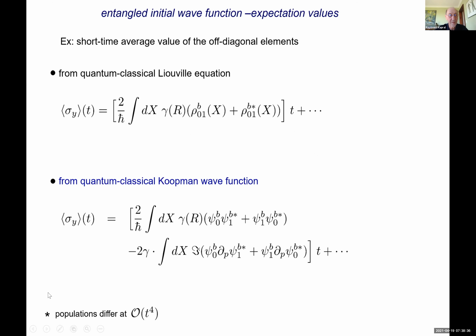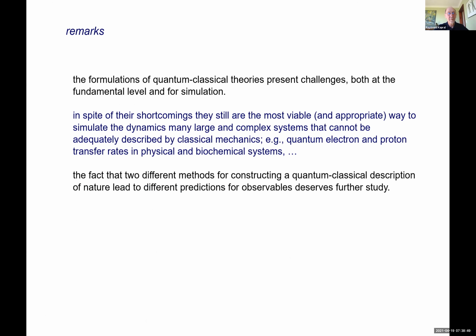At the bottom, I indicate that if you consider populations instead of these coherences, the differences appear at order t squared, and I didn't write those down. So that was basically the story I wanted to tell.